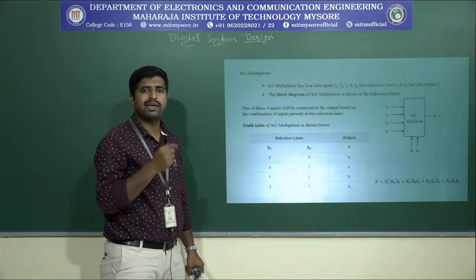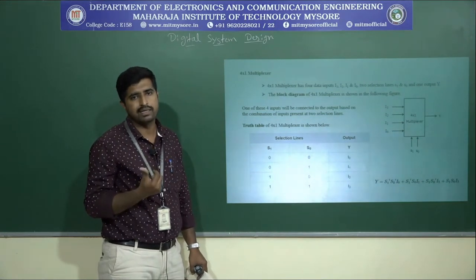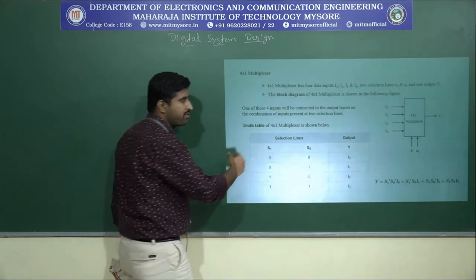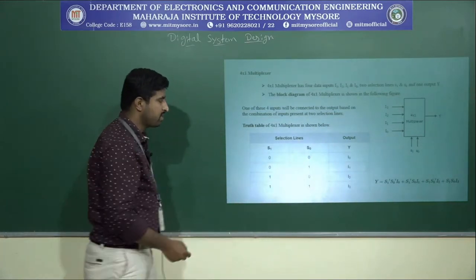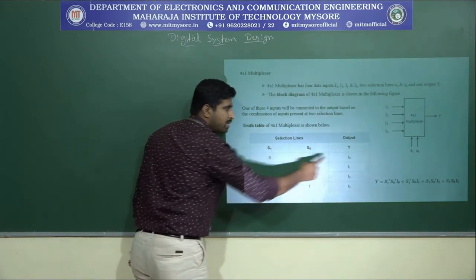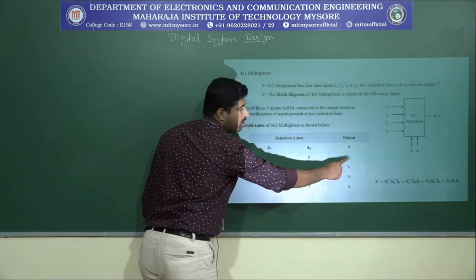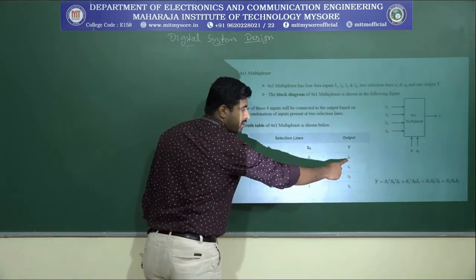Whatever the data lines will be there. So if I3 equals 1, then the output will be 1. For example, the functionality of the 4:1 mux will be represented in a truth table here. When the select lines S1 S0 are 00, then the Y will correspond to I0. So that means the output will correspond to I0.